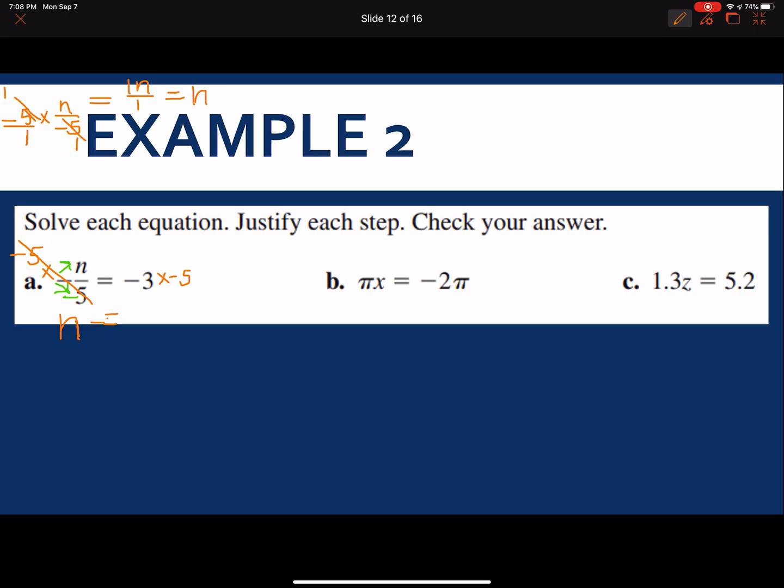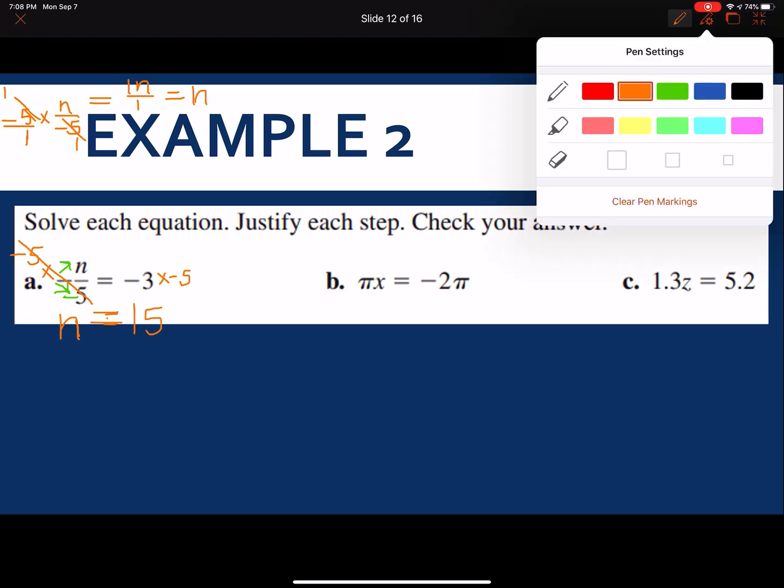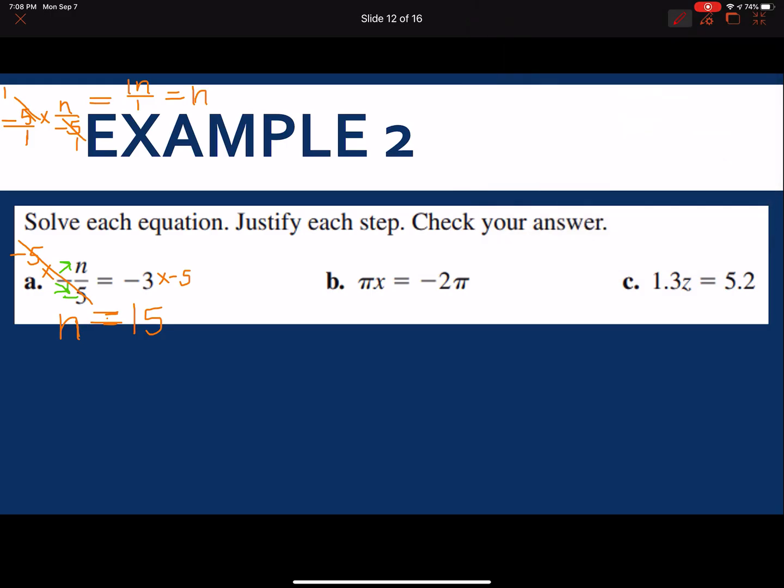Bring down my equal sign and simplify my right side. -3 times -5 gives me a positive 15. Now, if we want to check that, we're going to substitute that into the original equation. So 15 in place of n divided by -5 equals -3. And we can put that into the calculator if we need to and verify that -3 does equal -3. So I have a solution of n equals 15. Okay, let's look at B.